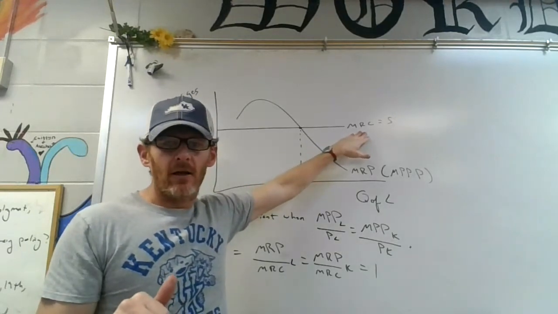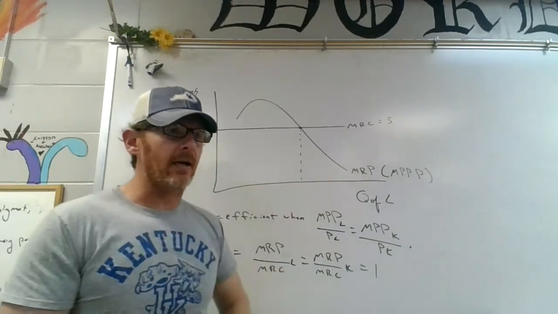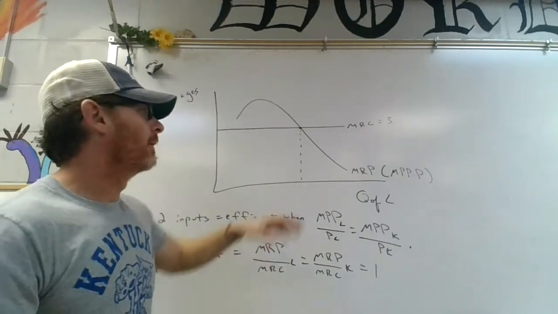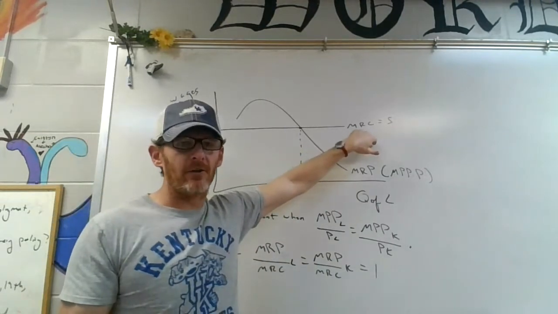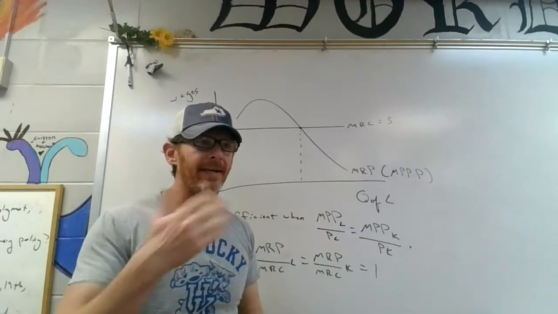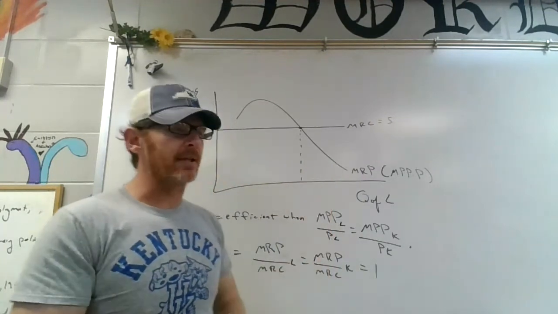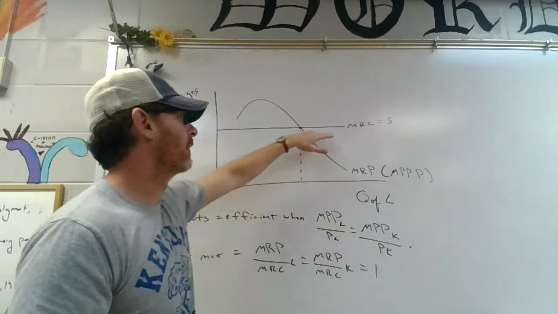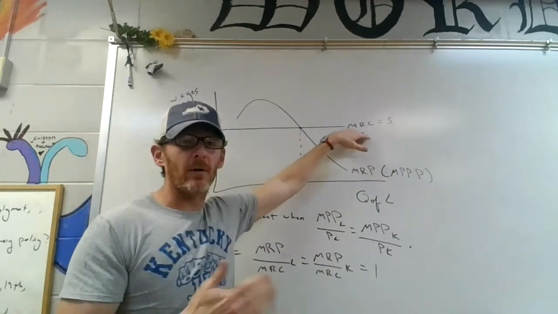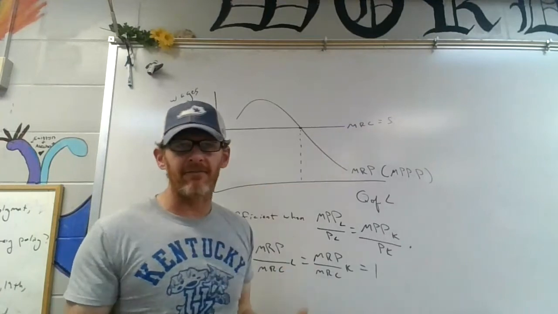It's constant. The price of this, the marginal resource cost or marginal factor cost, comes to the market, and you can buy as much labor as you want at the same price in this labor market for this job. So that's why it's perfectly horizontal or elastic, because there's essentially an infinite number of substitutes.